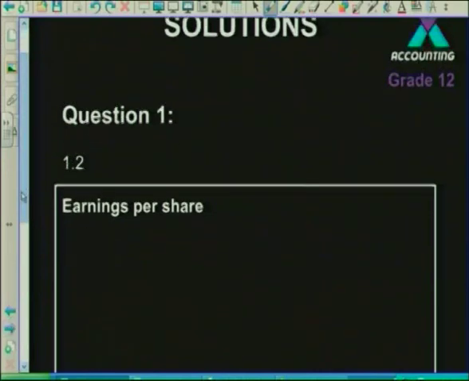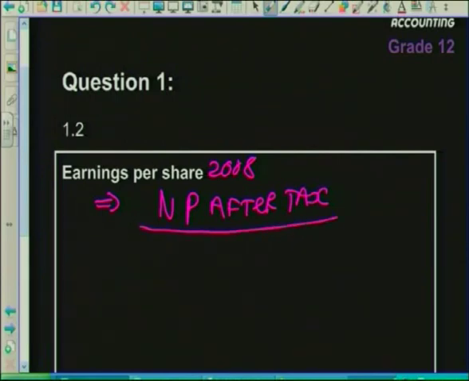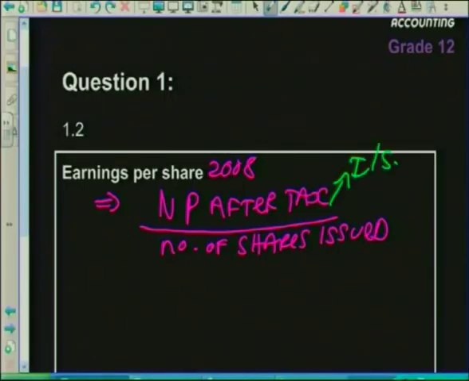Earnings per share. Okay, earnings per share again. We are calculating this, just a reminder, for 2008. Your formula to calculate earnings per share, here we are looking at net profit after tax divided by number of shares that were issued. Okay, number of shares issued, we did this calculation in the previous question. Net profit after tax, where am I going to get this amount? Okay, absolutely correct. I'm going to get this amount from my income statement. So let's now go to your income statement. Let's look for your net profit after tax.